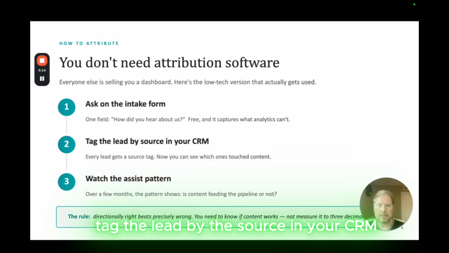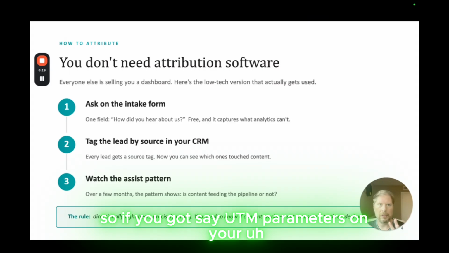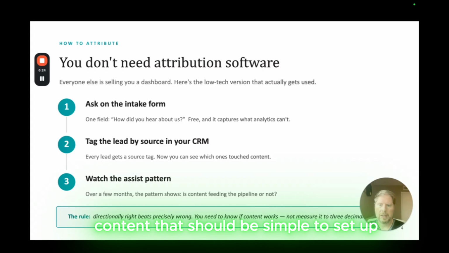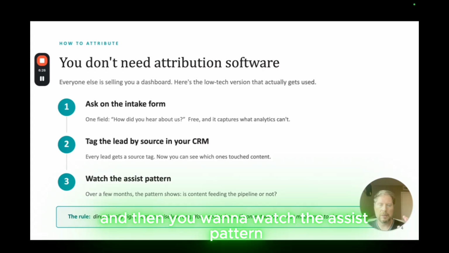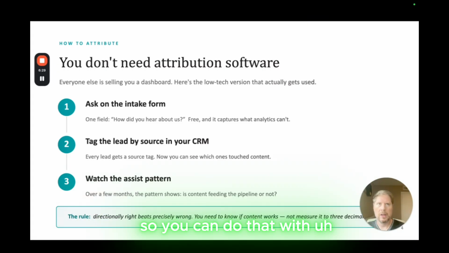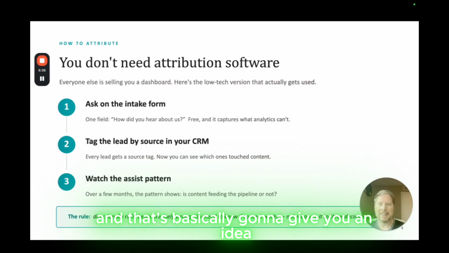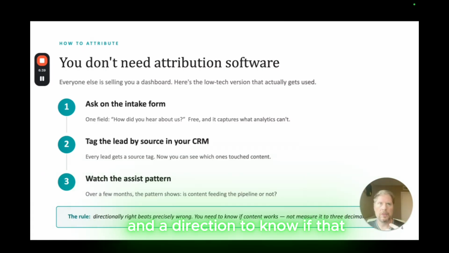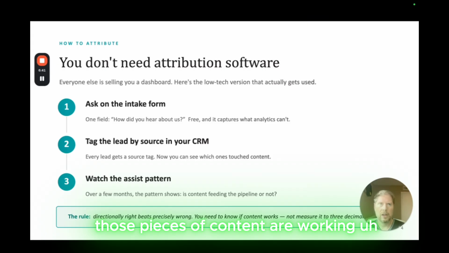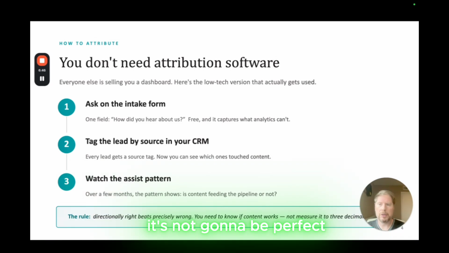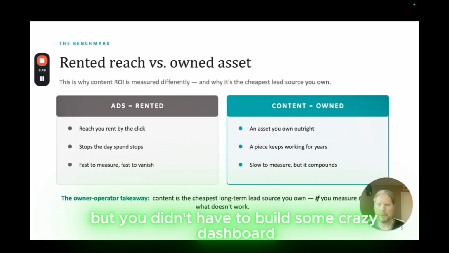Number two, tag the lead by the source in your CRM. This should be easy to set up. So if you've got, say, UTM parameters on your content, that should be simple to set up. And then you want to watch the assist pattern. So you can do that with Google Analytics as well. And you can set all of that up. And that's basically going to give you an idea and a direction to know if those pieces of content are working and going to help you to calculate the ROI. It's not going to be perfect, but you didn't have to build some crazy dashboard.